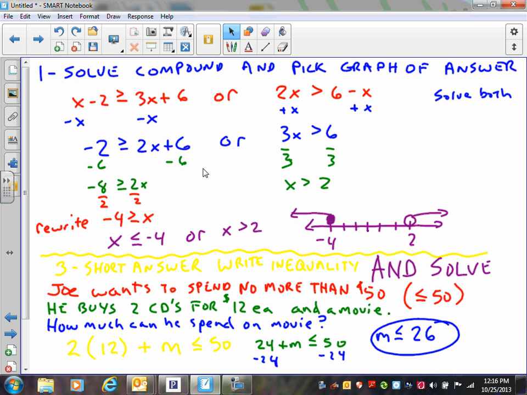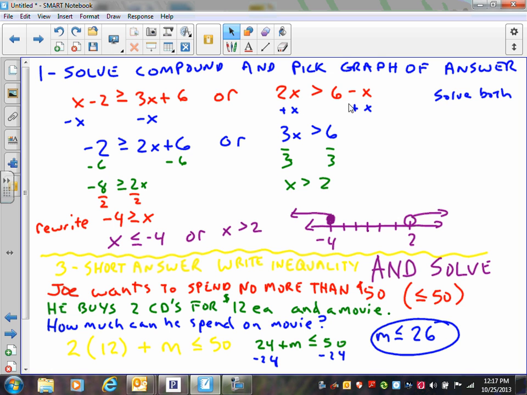And the last multiple choice question, you have one that says solve the compound inequality and then pick the graph of the answer. So you have to solve both. I get x minus 2 greater than or equal to 3x plus 6. Or 2x greater than 6 minus x. I subtract x from both sides. I get negative 2 is greater than or equal to 2x plus 6. Subtract 6. I get negative 8 is greater than or equal to 2x. Divide by 2. I get negative 4 is greater than or equal to x. I want to rewrite it so I can figure out which graph is right easily. So I flip it around. X is less than or equal to negative 4.